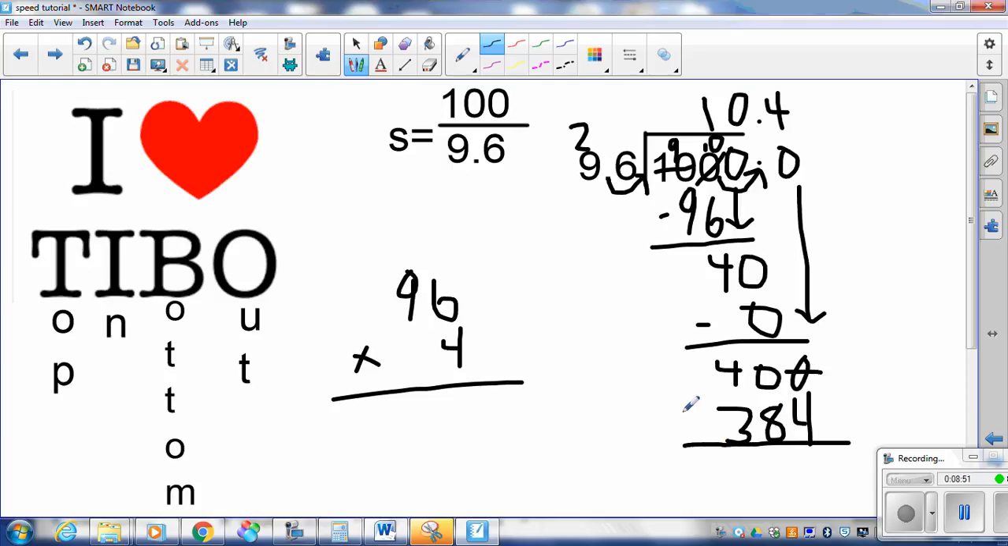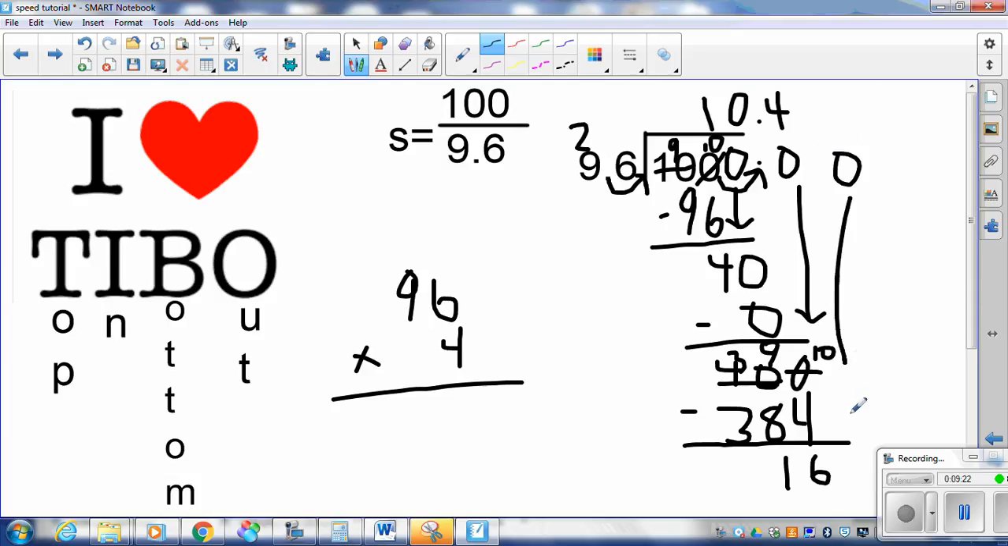Now I subtract. Make that a 10. This goes to 39. 10 minus 4 is 6. 9 minus 8 is 1. Okay? And we're just going to stop at one place after the decimal point. That's all we need. If I did keep dividing, I'm going to have a whole bunch of decimals. I don't want all of those.